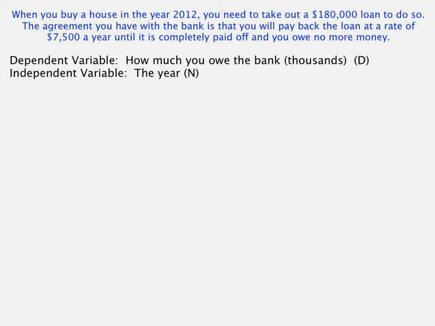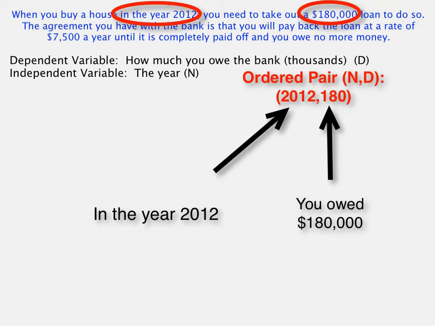Well, I claim that we have one piece of data about a year and how much money you owe in that year. My claim is that in 2012, you owe $180,000. So my claim is that we have one ordered pair of information, namely (2012, 180).